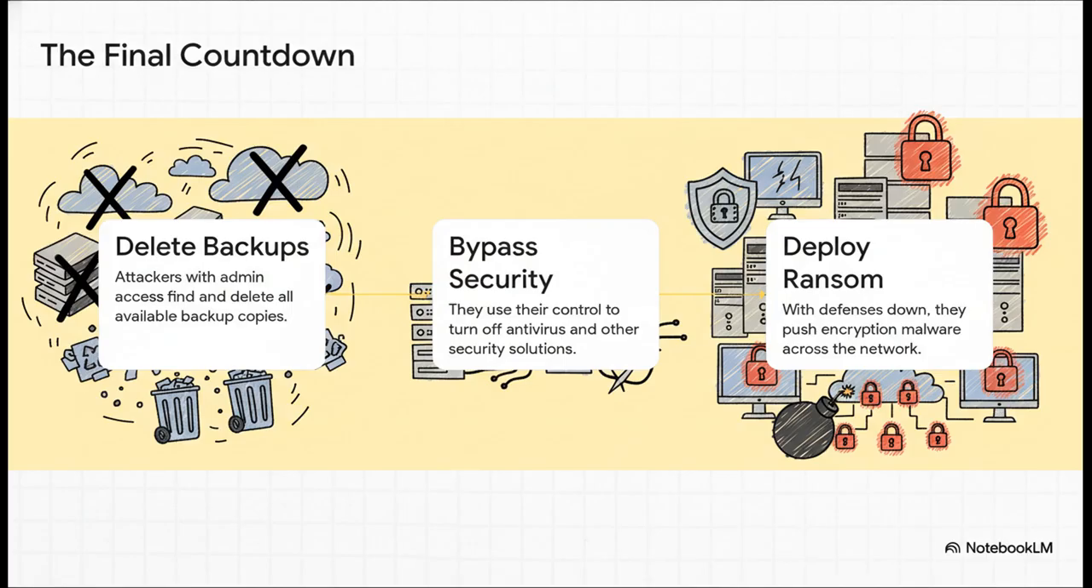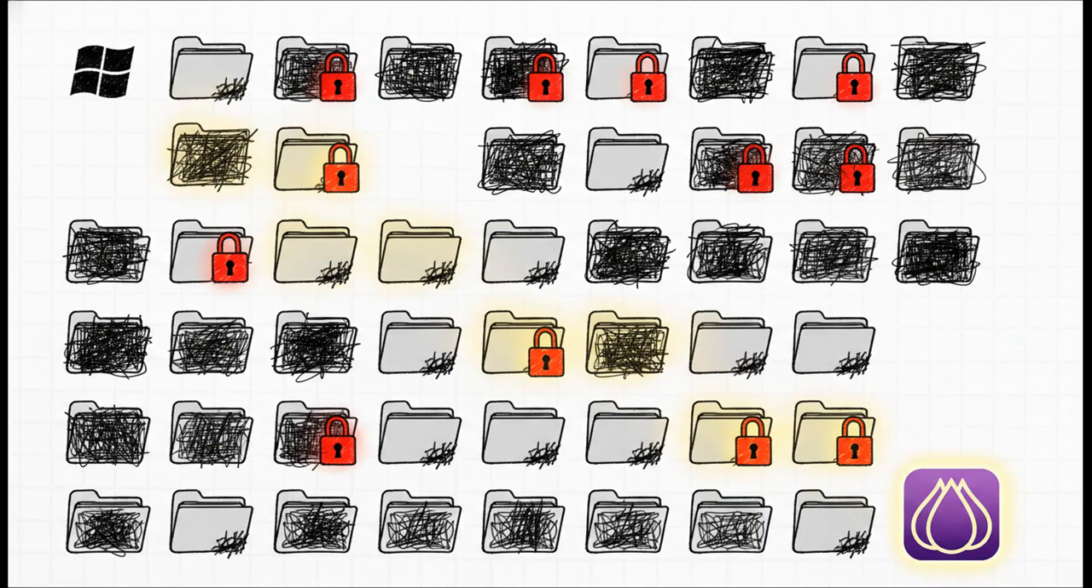First, using the administrator access they already have, they hunt down and destroy the backups, the company's only lifeline. Next, they turn off all the alarms by disabling antivirus and security software. And only then, when the victim is completely and utterly defenseless, do they push the button and deploy the ransomware across the entire network.